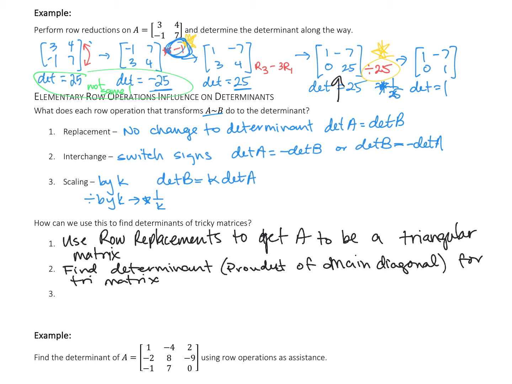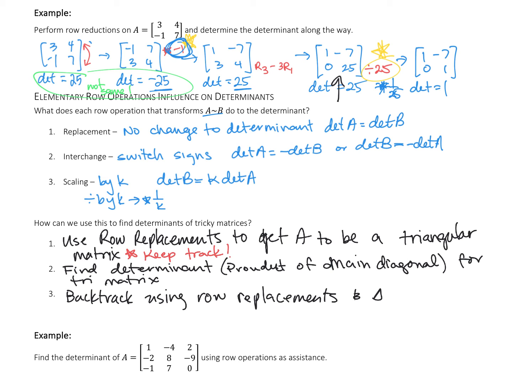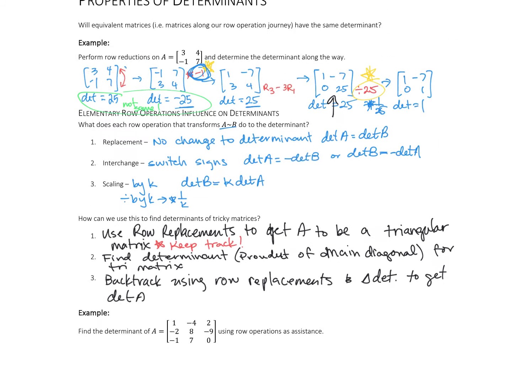And the last thing that I'm going to do, really, really important here, is to keep track of our row replacements. Because if I can keep track of what my row replacements are, I can backtrack and find the determinant of the original matrix. So we are going to backtrack using our row replacements and the triangular determinant to get the determinant of A. So here we go. Ready?